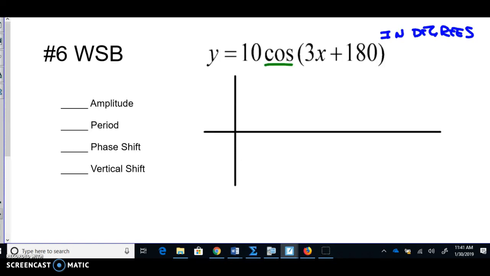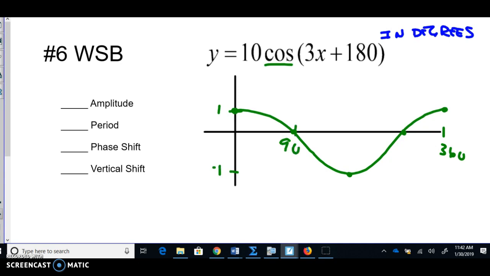So first of all, cosine curve in degrees. Cosine starts at a high point, one cycle, 360 degrees, ends at a high point. And there are those 5 points that I have stressed since day 1.